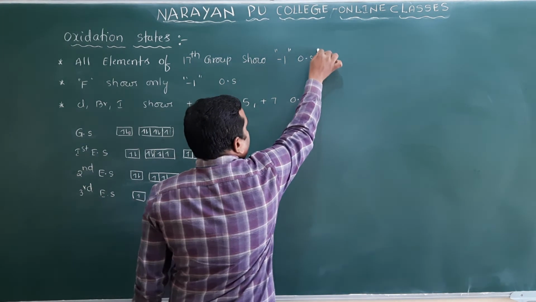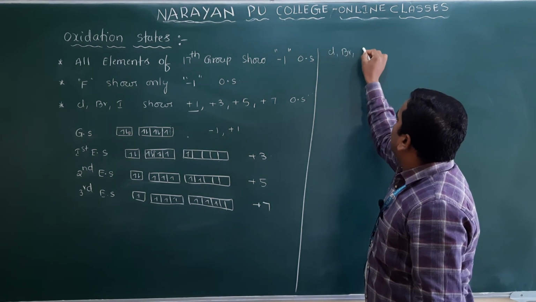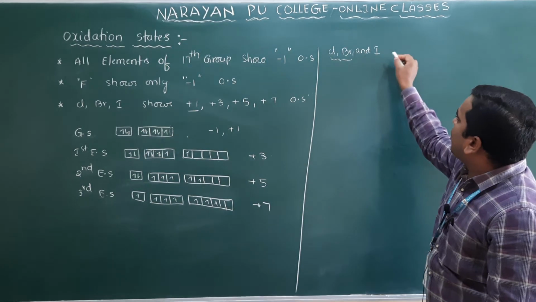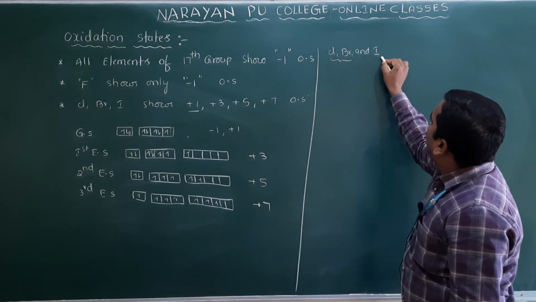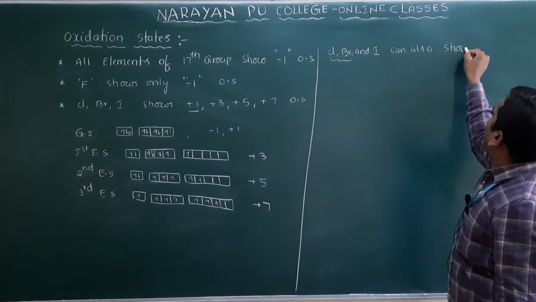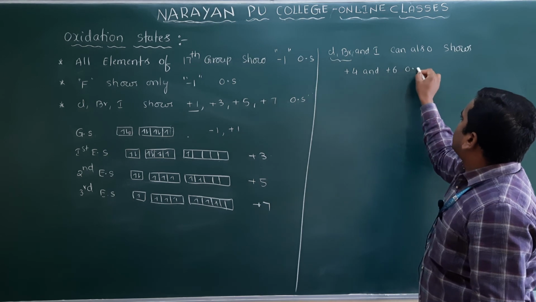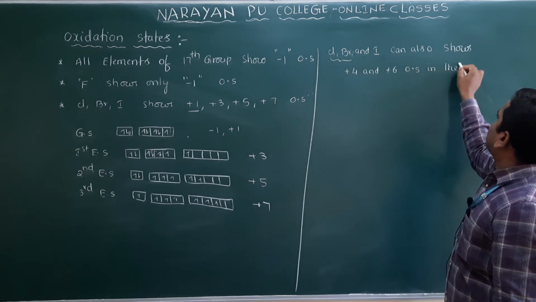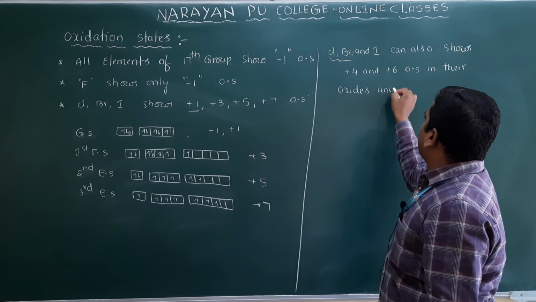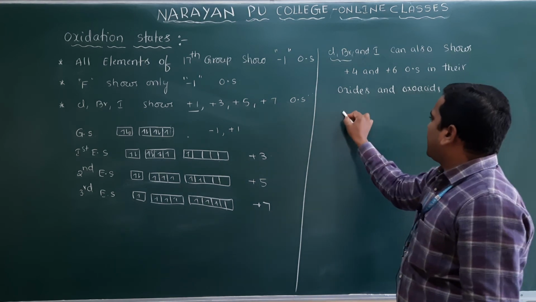And I already mentioned that along with this, chlorine, bromine and iodine can also show, mainly chlorine and bromine, the +4 and +6 oxidation states in their oxides and oxo acids. Simple example, if I take chlorine here.